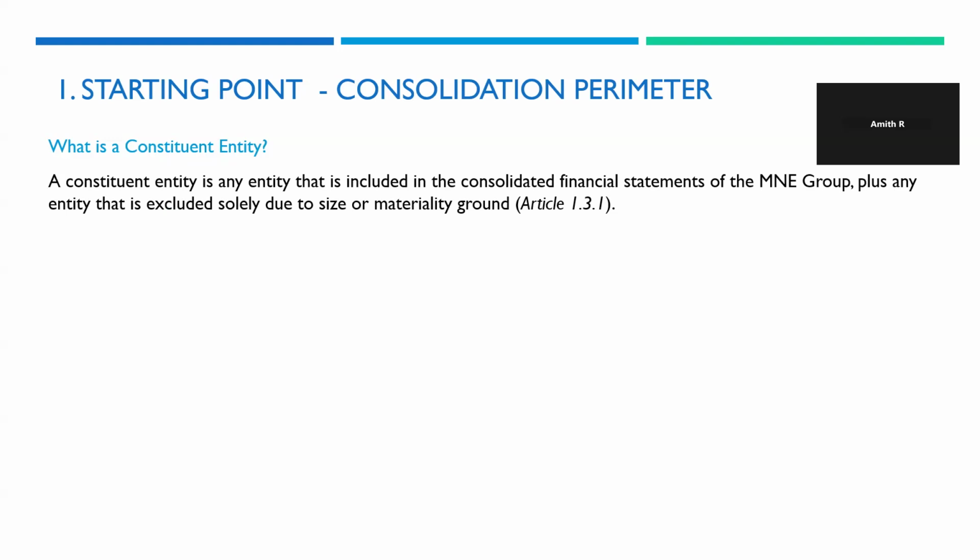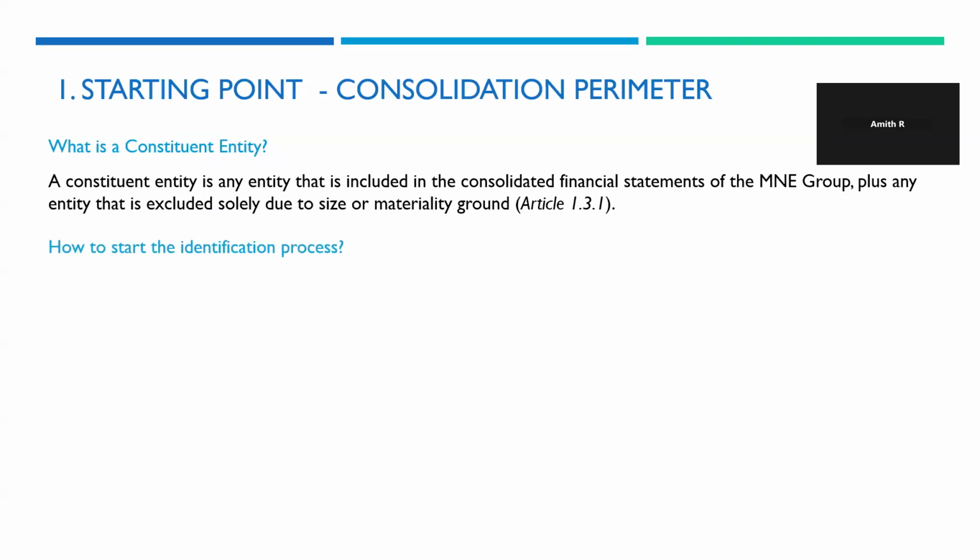So what they're trying to say is a constituent entity is any entity that is included in the consolidated FS. Okay. Now in consolidation under IFRS 10, you know that there is a materiality ground. So you can exclude certain entities based on materiality, but for Pillar 2, they would also be counted as a constituent entity. Okay, just because it is excluded in consolidation doesn't mean it is excluded in Pillar 2. Is that point clear? Fantastic.